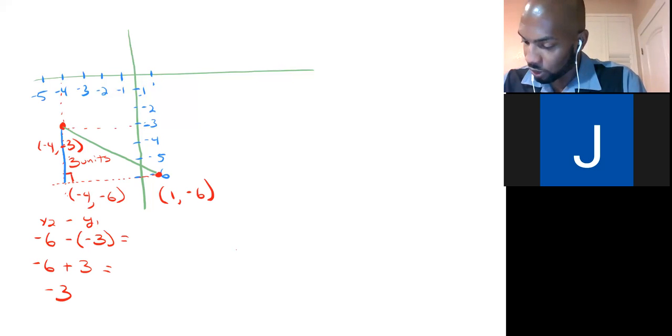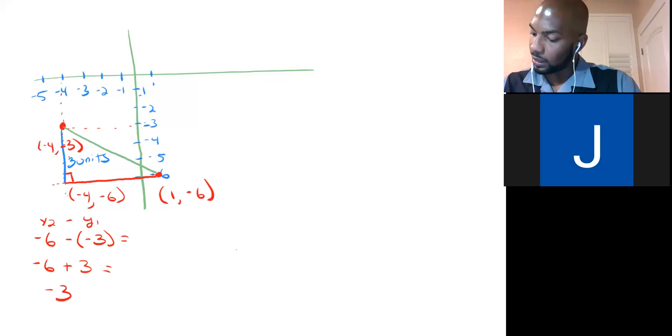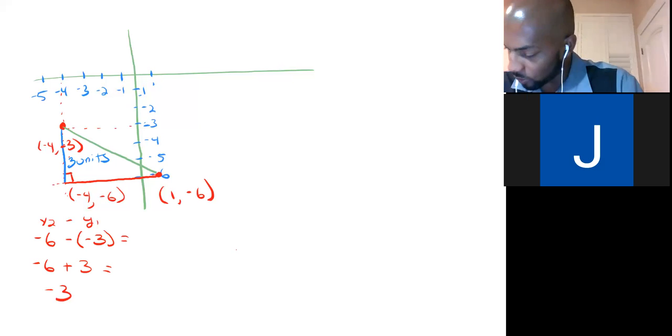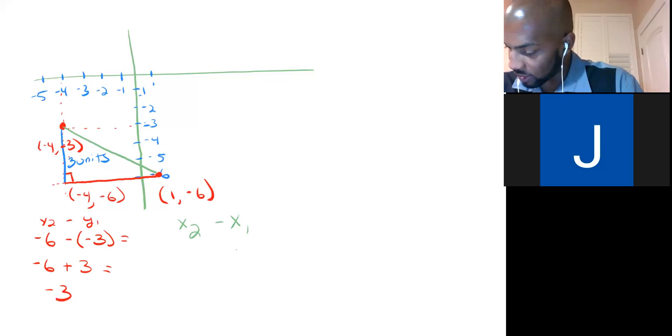I can draw it in blue so we can differentiate it. So this leg is 3 units. And let's see what the distance is for this leg. Well, it's going left to right, so we're talking about the x values. In the same way, we start with where we ended up, which is x2, minus where we started, which is x1.